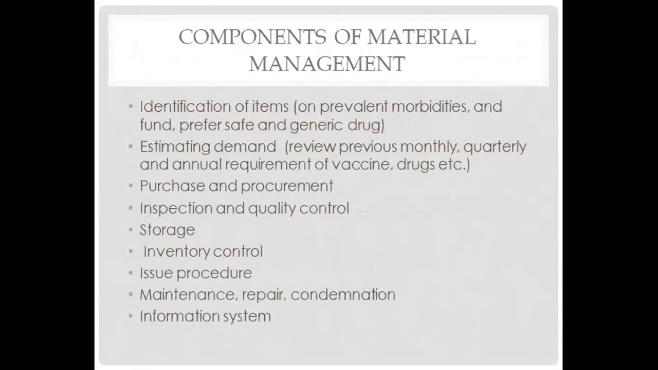Various components of material management. First of all, in material management, we can identify the items or drugs on the basis of the prevalent morbidities and diseases, and then identify the various funds associated with it, and always we prefer safe and generic drugs. After identification of item, we estimate the demand, by reviewing previous monthly, quarterly, and annual requirement of vaccine and drugs. Then, after estimating demand, we purchase and procure and inspect. Then, after inspection and quality control, there come the storage and then inventory control.